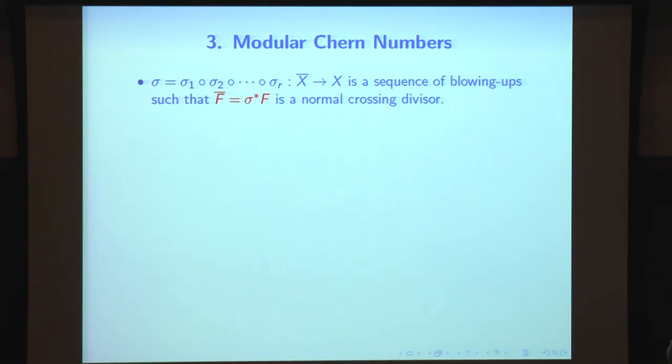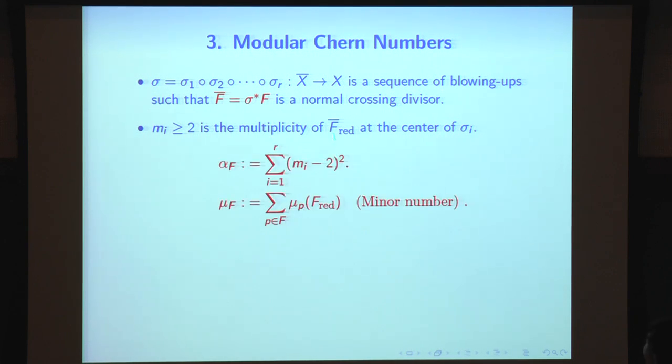So we have to use the normal crossing model of the fibration. By a sequence of blow-ups of the singular points of F, we get a new fiber in the new surface, and then we get a normal crossing divisor, F bar. From F bar, we can describe the local invariants. We denote by Mi the multiplicity of the reduced curve at the center of the blowing up. This means that if you consider the blowing up, the exceptional curve is considered: the strict transform plus the exceptional curve, and then you can compute the multiplicity. This is our Mi.